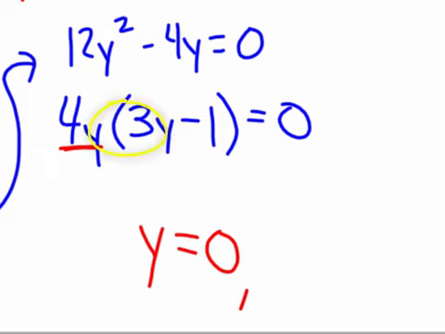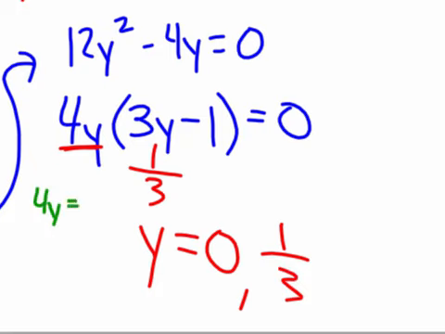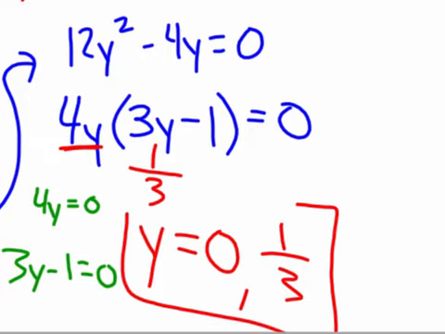But if we do my trick, I really want this whole thing to be a 1. So I'm going to put 1 over, well, to cancel the 3, I put it over 3. So y equals 0 and 1/3. That's that quick trick. Otherwise, I'd have to set 4y equal to 0, and I'd also have to set 3y minus 1 equal to 0, and just go through my algebra. Okay, but if you can get the shortcut, it does save you a little bit of time. And there's your answer.